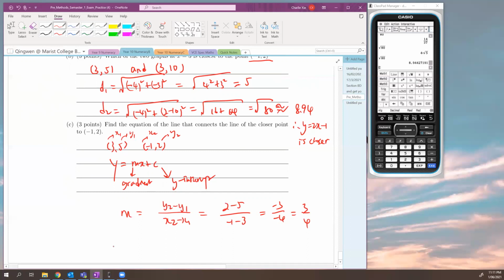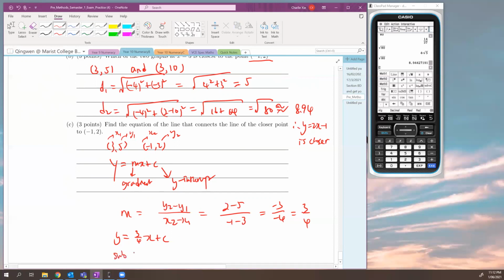Find your y-intercept. We have this equation, 3/4x plus c. We've already found the gradient, so we can put it back. Then we just need to look for c. And remember, both of these 2 points lie on this equation, okay? Because that's the equation formed by these 2 points. So both of the 2 points have to satisfy this equation. So we can just substitute any point into this to work out c. Okay. I think this one is easier.